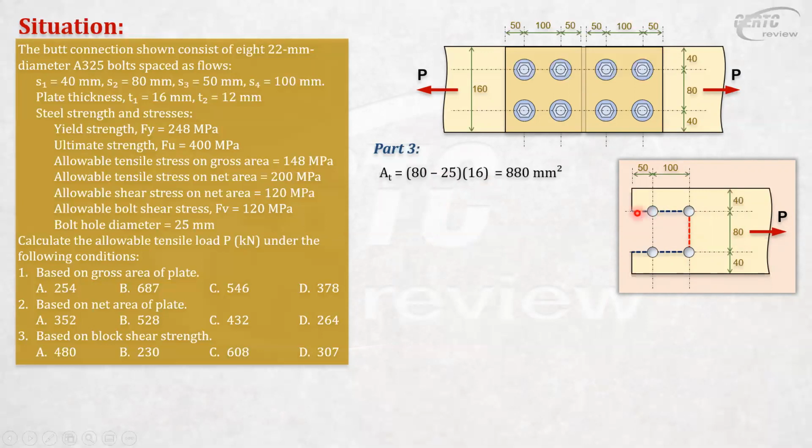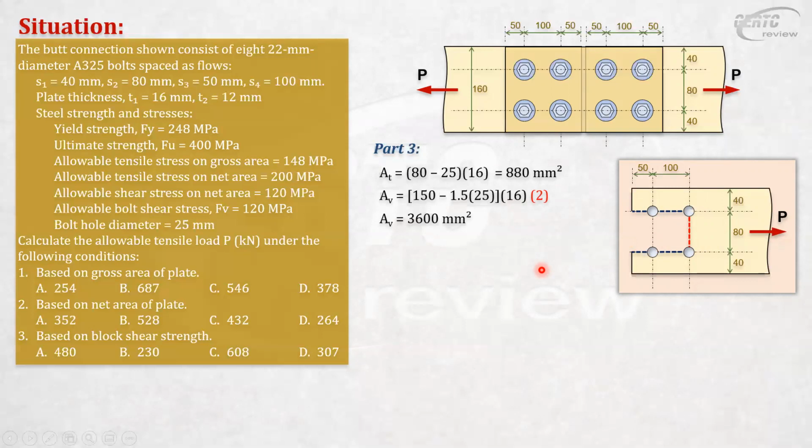The shear area will be 150 mm minus 1 1/2 of the hole diameter. So 150 minus 1.5 of 25. The hole diameter is 1.5 because there is one here and another one up here. Times 16 mm, the thickness of the plate. And take note, there are two shear paths here, this one and that one. So you multiply that by 2. So this is your shear area, 3,600 square mm.